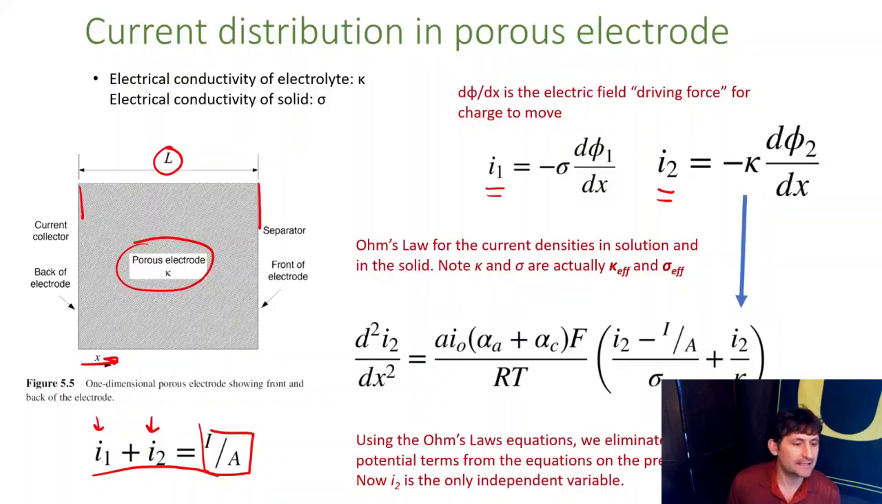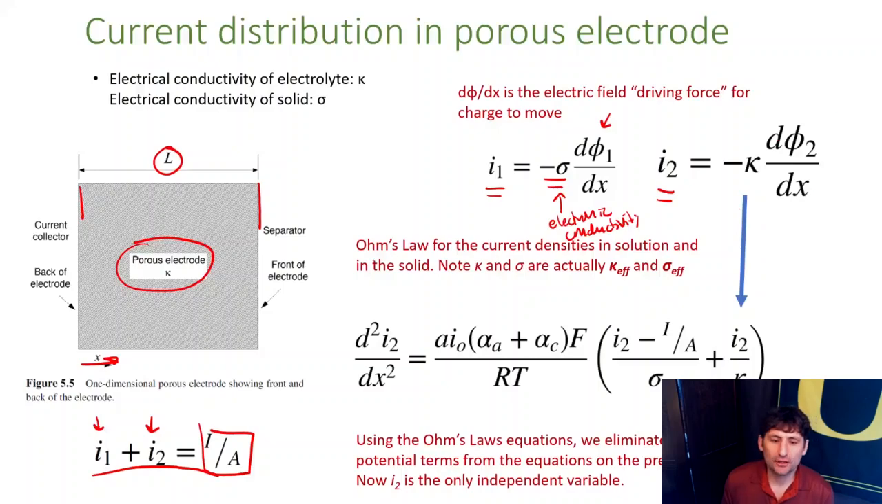Now in the solid, this is perfectly fine. All the current, for example, carried in a typical metal electrode is due to a voltage, an electric field gradient driving the current, and it's proportional. The current is proportional to the conductivity of the electrode. This is the electronic conductivity.